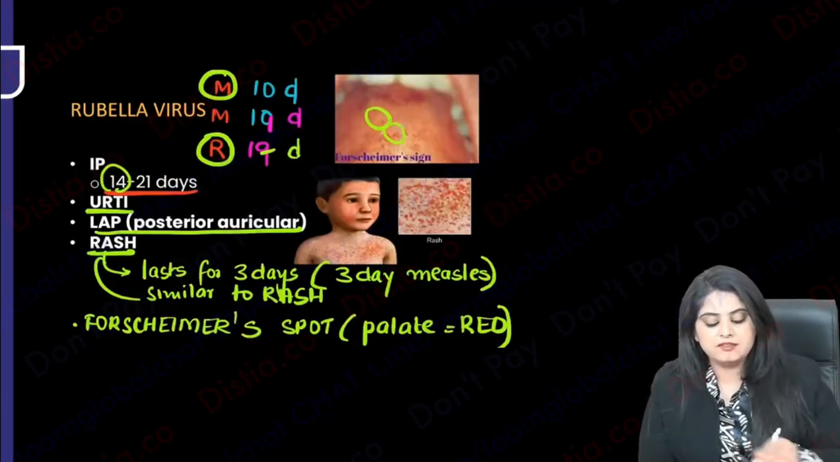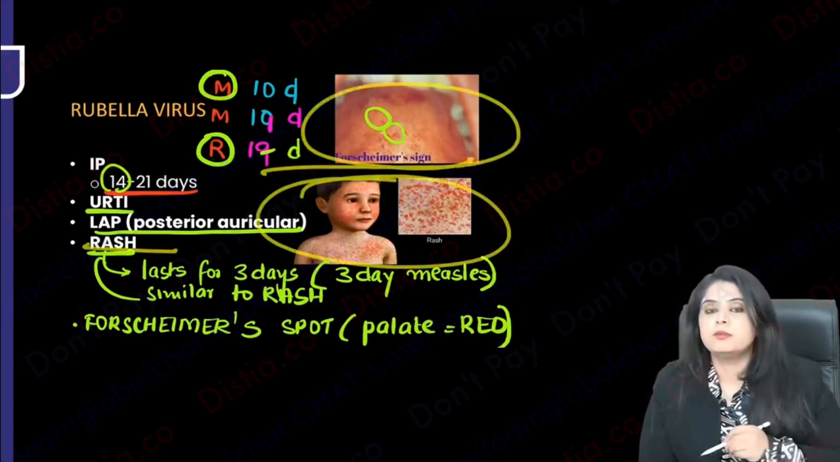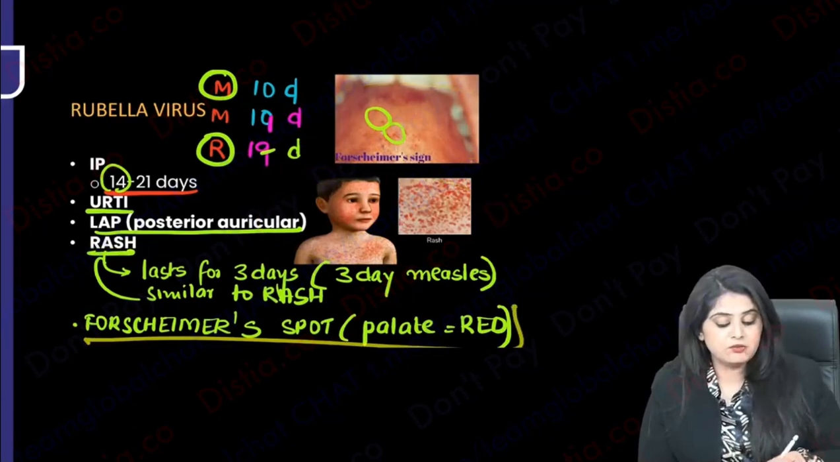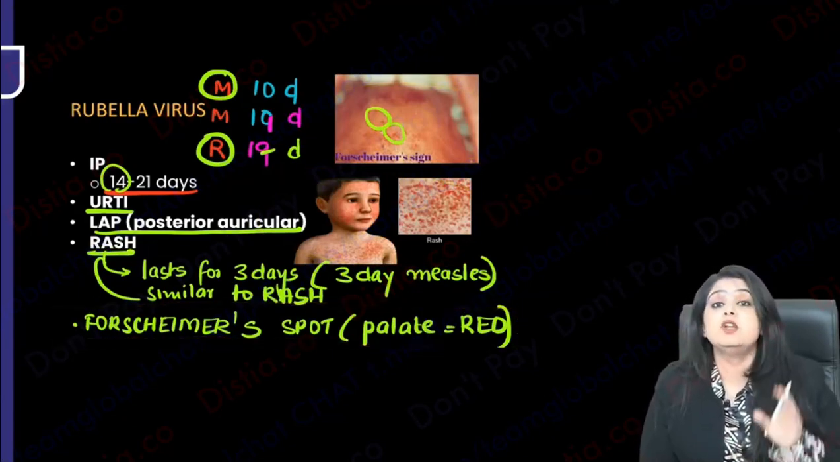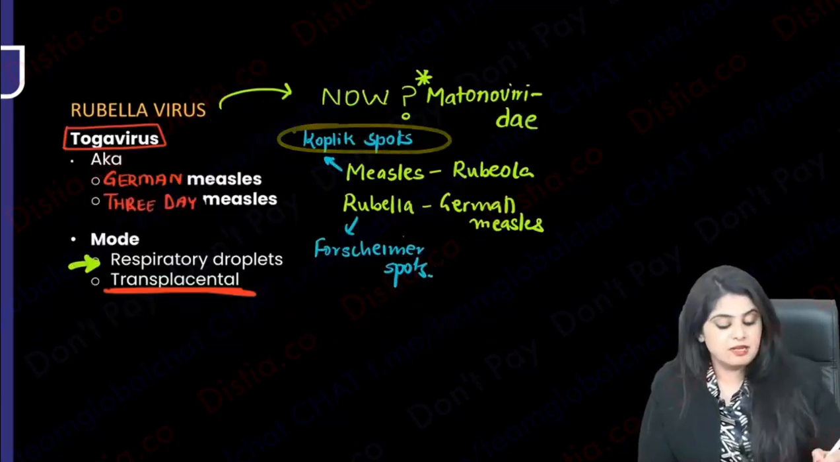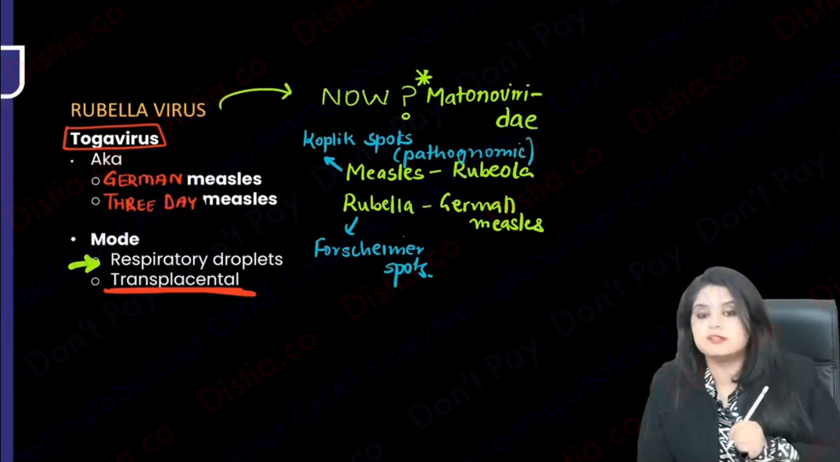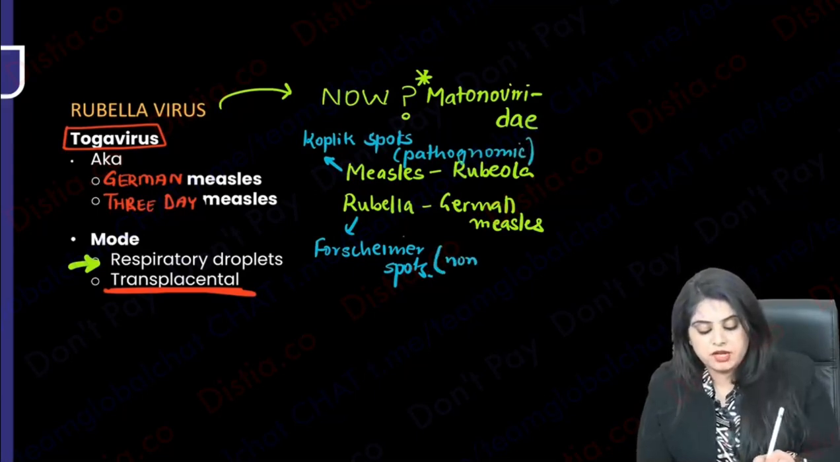So coming back, I have seen all these pictures. I can see a rash, yes. I can see the palate showing me the Forchheimer spots, but let me tell you, these Forchheimer spots are very, very non-specific. The difference is that Koplik spots were very pathognomonic and very characteristic of measles, whereas Forchheimer spots are non-specific.